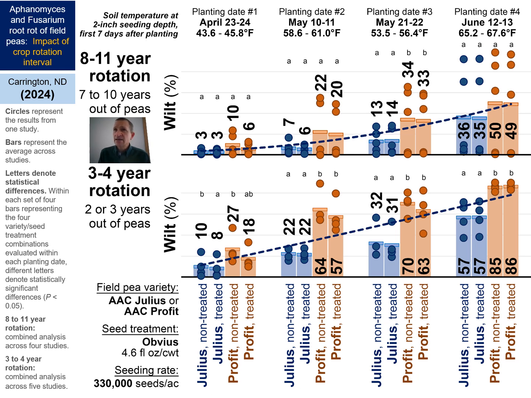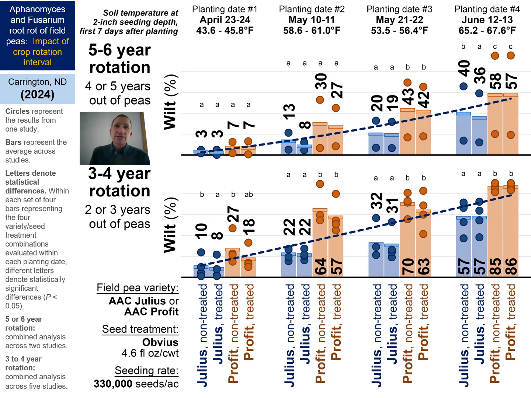So what does this say? It says that if you need to plant on a tight crop rotation interval and you know you have Aphanomyces pressure, you need to make sure that you're very cognizant of your variety selection, making sure you get a tolerant variety planted, and you need to be very careful about your soil temperatures at planting. Make sure you plant at that target 43 to 50 degree Fahrenheit soil temperature at the 2-inch seeding depth in the first 7 days after planting.